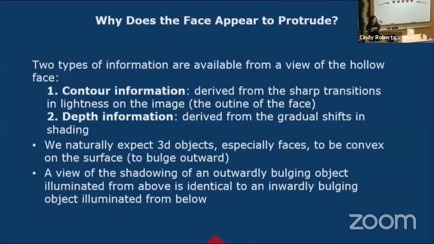So I said that the Einstein face, even though it's inverted, looks like it's protruding outward. The reason is that there are two types of information available from viewing the hollow face. The first is contour information, and the second is depth. Contour information is derived from the sharp transitions in lightness on the image, basically the outline of his face, and being able to make out features. Depth information is derived from the gradual shifts in shading. This is especially important, and I'll explain in the next slide why that is.